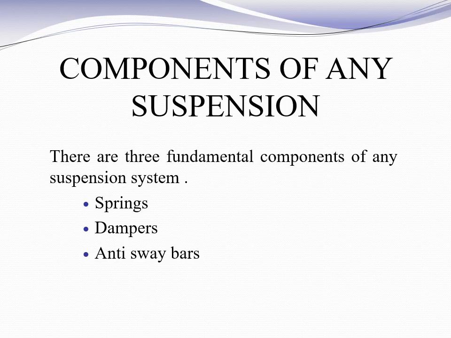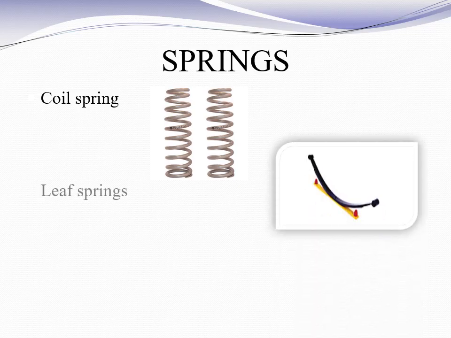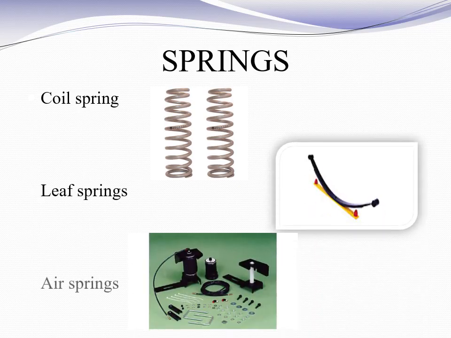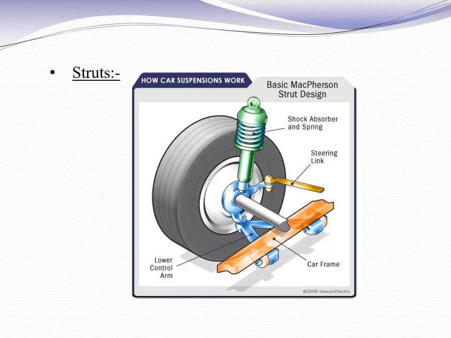Now the components of any suspension system that are needed to overcome the vibrations and shocks. There is first of all the spring, then dampers, anti-sway bars. Now spring, that is the coil spring or helical spring. Now leaf spring. Now air spring. Then the damper, for the shock absorbing process. Now the struts, that is shock absorber and spring, connected on the upper side. Steering link is also connected, car frame and a lower control arm.